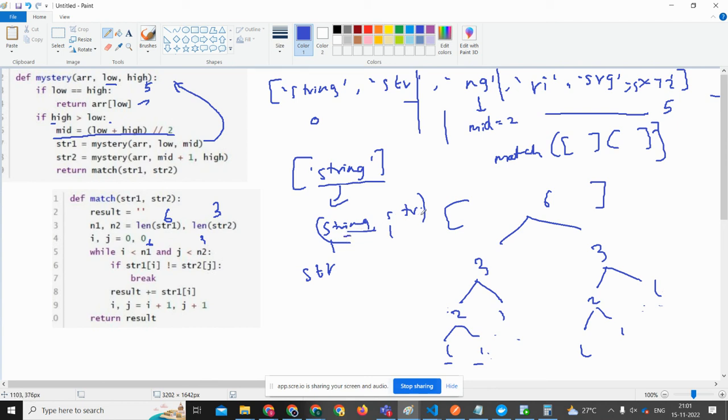As i, we don't have anything like that, we can't go further. So the while loop won't even be three, it stops at two itself, since we are starting from 0. Correct. So we are just returning this result str. Seems like the match function is returning the prefix.